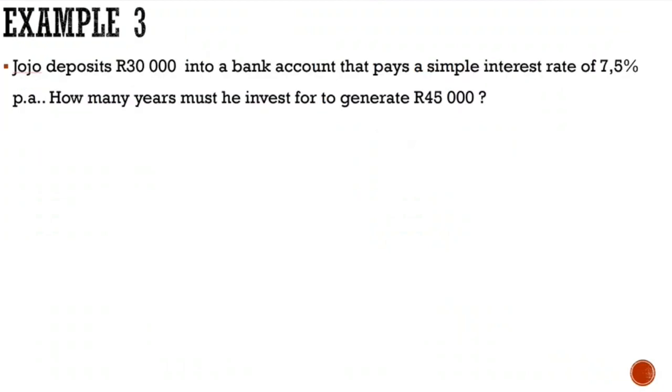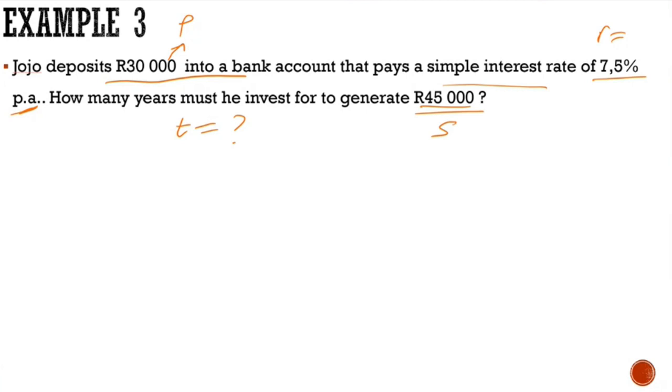Okay, let's look at this one. Here they say, Joshua deposits 30,000 into a bank account that pays simple interest. 30,000 is deposited. That means your principal value is this one. That pays a simple interest rate. Can you see? It's a rate that you are given here. So now this is your rate, per annum. How many years must he invest to generate? So you are looking for T here. To generate, so this will be your future value. That means the sum accumulated. Also here, you don't need to convert anything.